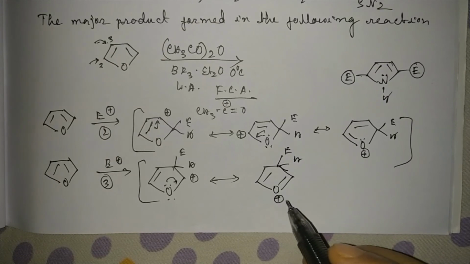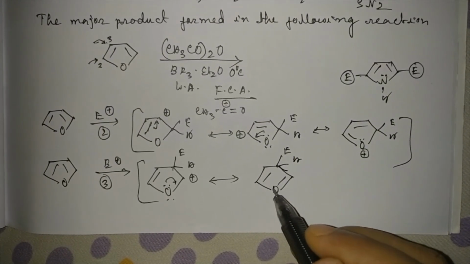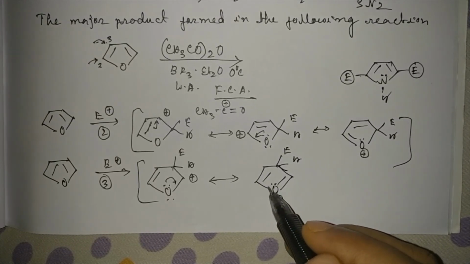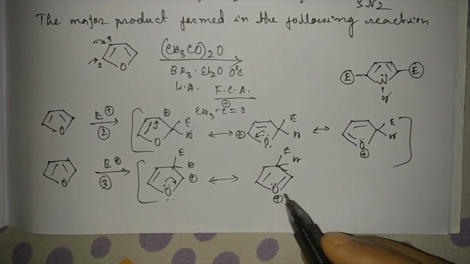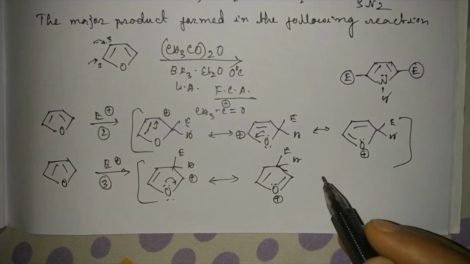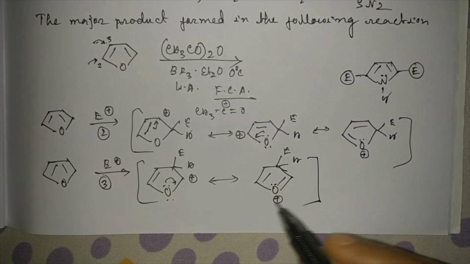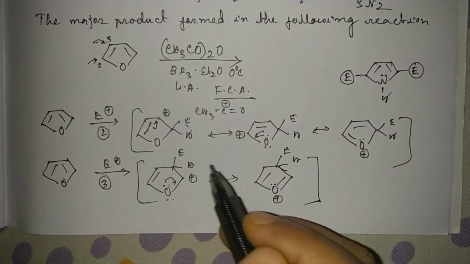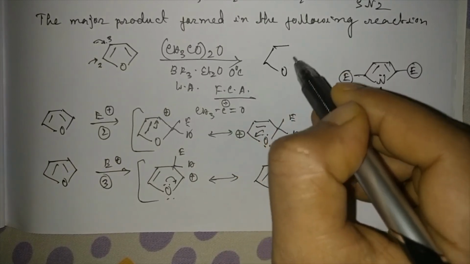Now this does not have another resonating structure, because the oxygen has one lone pair and we cannot move this pi bond here, because then the oxygen would have 10 electrons in its surrounding, which is not possible as oxygen is a period 2 element. So it is stabilized by 2 resonating structures, so the attack will preferentially occur at position 2. So the product will be this.